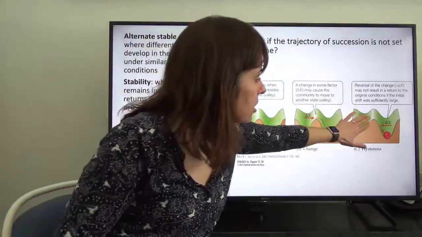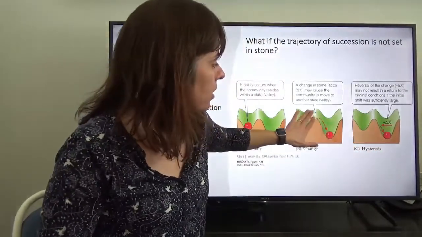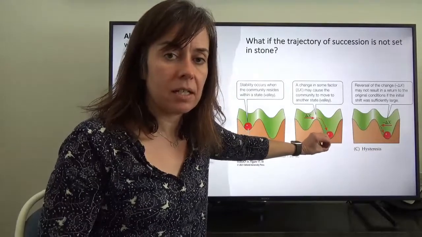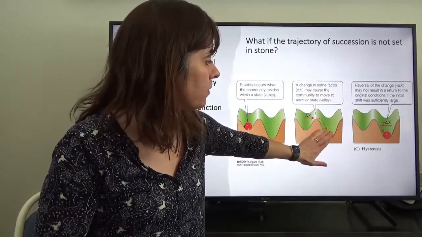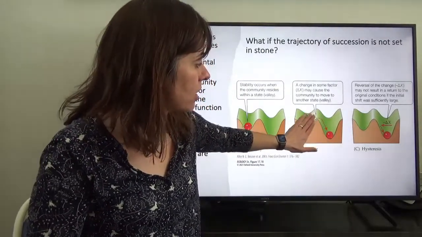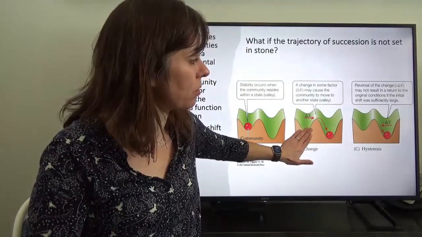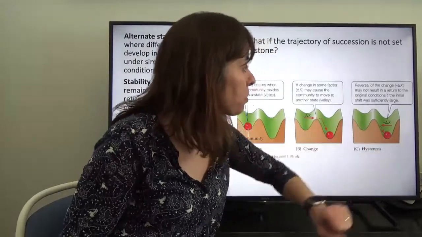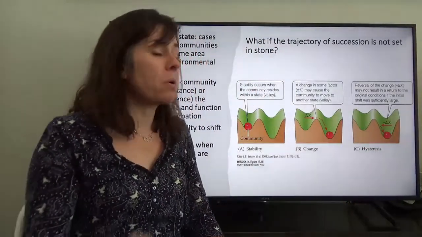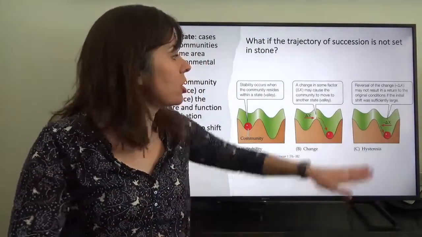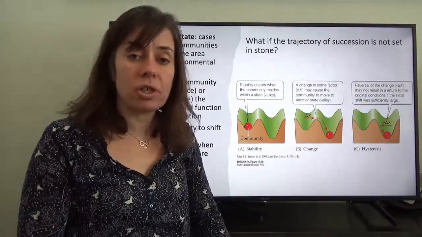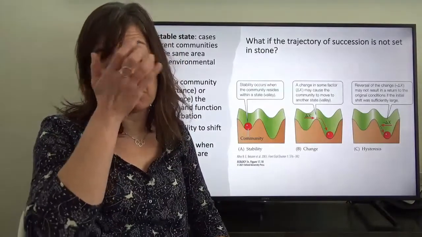And so in this situation, we have our community dropping into some new stable state, and it takes a lot of change to put it back into the old stable state, if that's even possible. And if it's not possible, this is what we refer to as hysteresis. So a reversal of that change may not result in a return to the original conditions if the initial shift was sufficiently large.